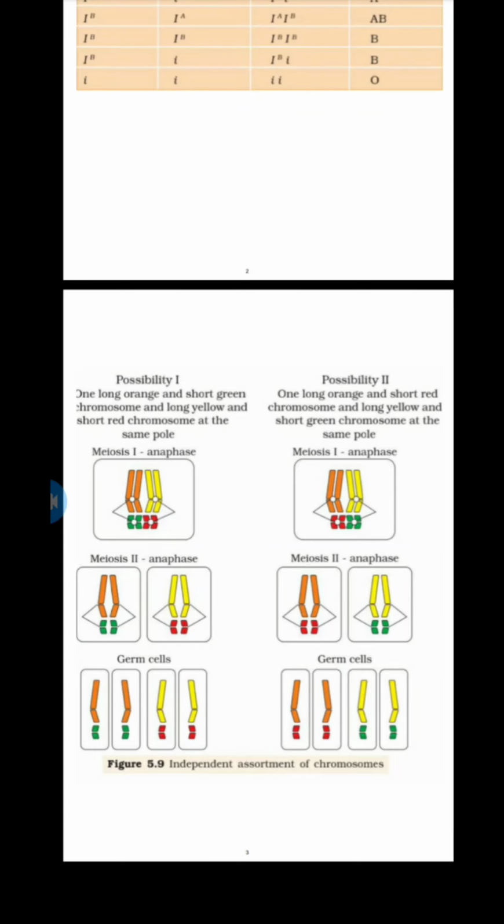The law of independent assortment can also be understood by the segregation of chromosomes, where in possibility 1, the long orange and the short green, whereas the long yellow and short red are pulled together in meiosis 1 anaphase, and in possibility 2, the long orange and short red and long yellow and short green are pulled together. Therefore, from this we understand that segregation of a pair of characters is independent of the other pair of characters.